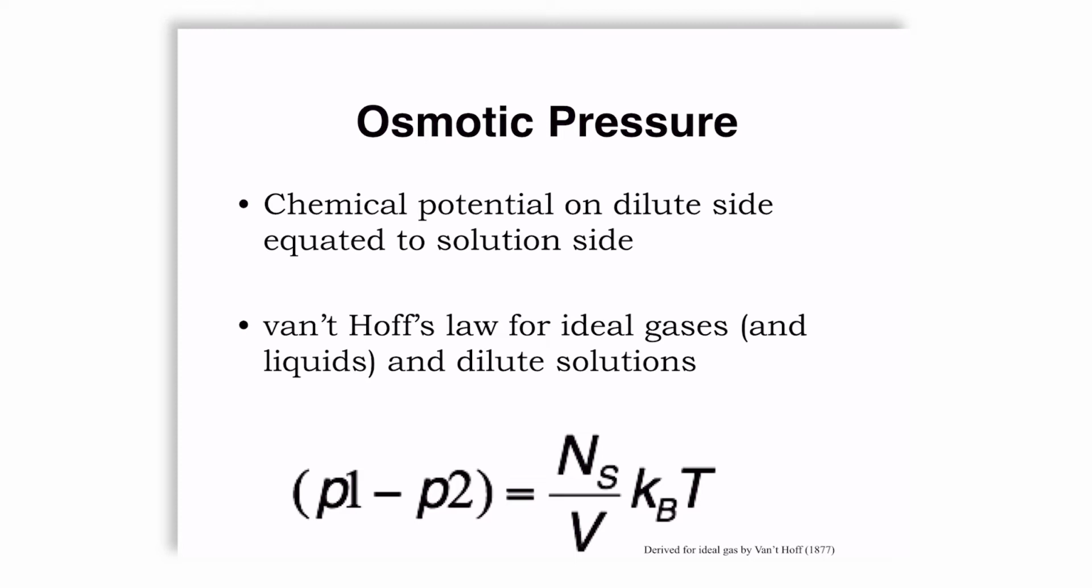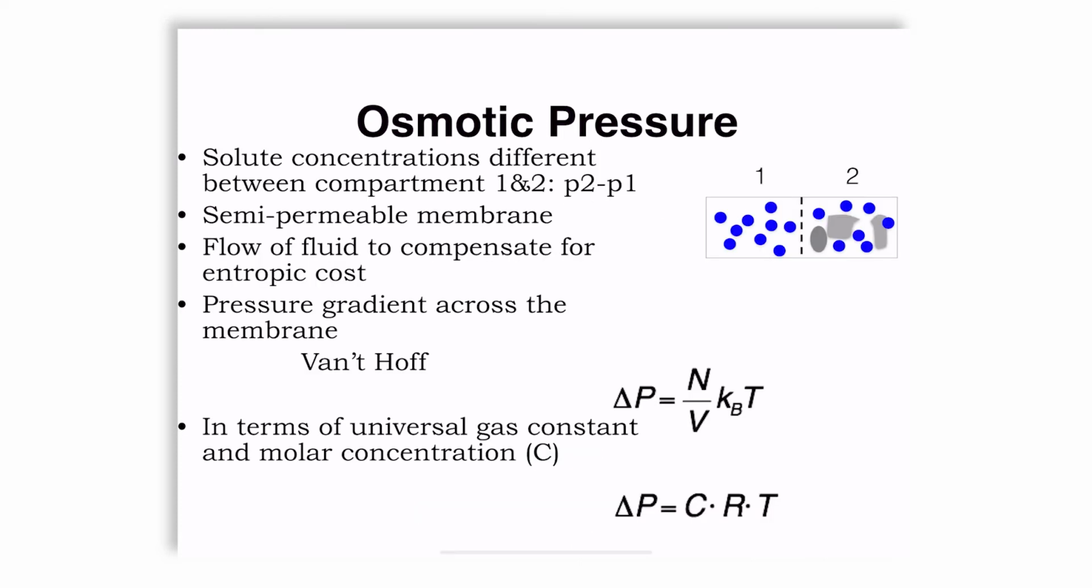which involve the universal gas constant and not kB. What is kB? This is our Boltzmann's constant. Incidentally, Van 't Hoff derived this solution in 1877. Yes, also pre-1900s. We're in 2020 now.